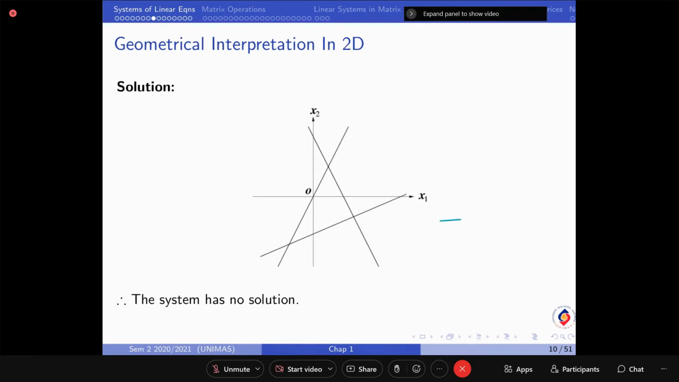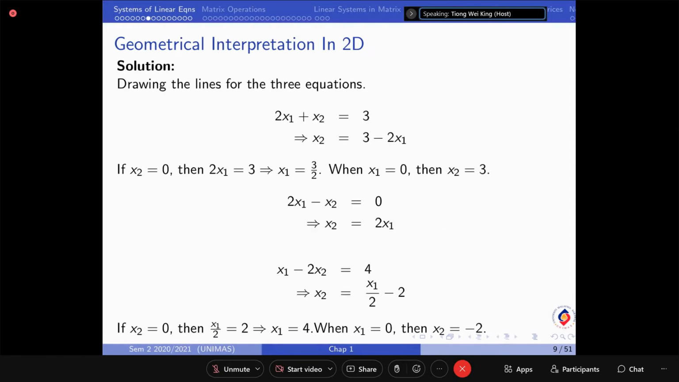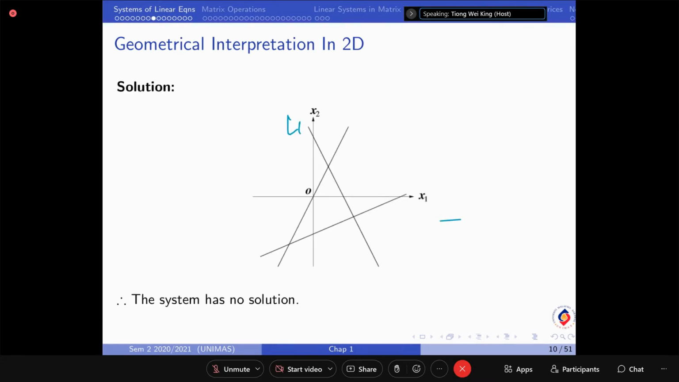So this is our first line. Okay. Line 1. So the second line, 2x1 minus x2 equals 0. If you rewrite this, x2 equals 2x1. So this is our slope. So there is no intercept here, only the slope. So meaning this is our second line.